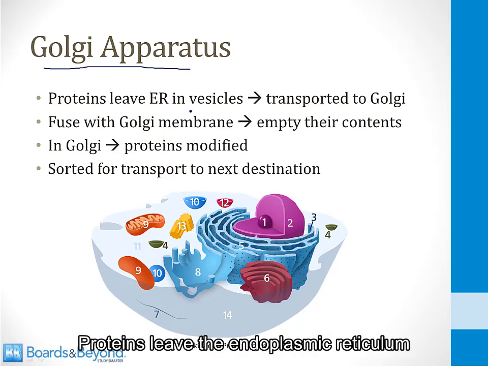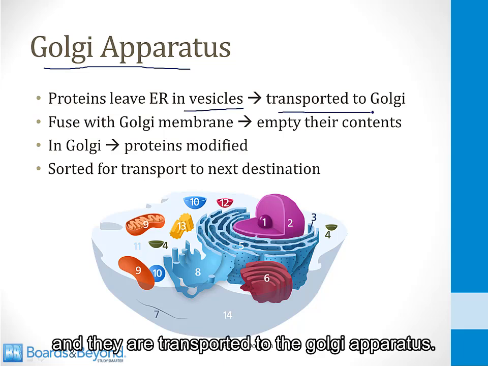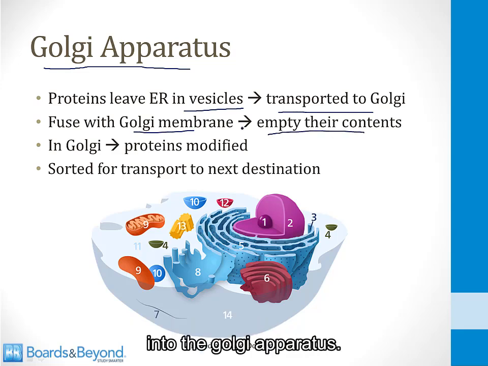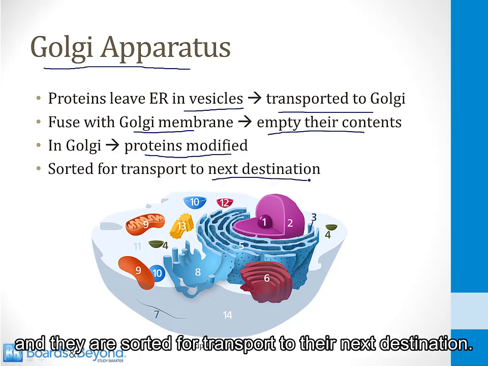Proteins leave the endoplasmic reticulum in structures known as vesicles, and they are transported to the Golgi apparatus. They fuse with the Golgi membrane and empty their contents into the Golgi apparatus. In the Golgi, the proteins are modified and they are sorted for transport to their next destination.